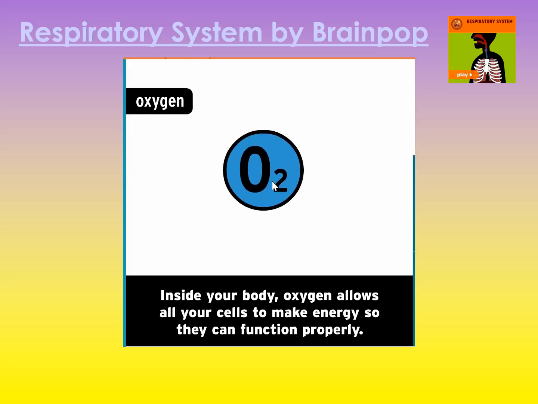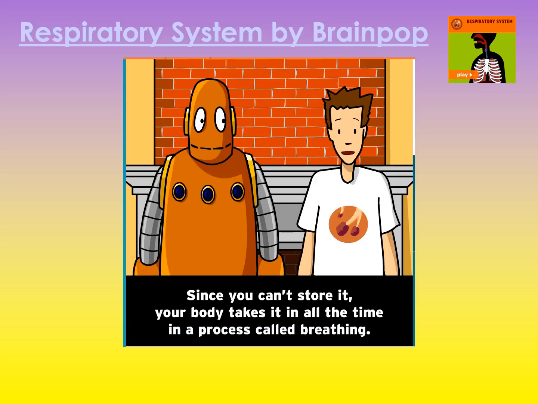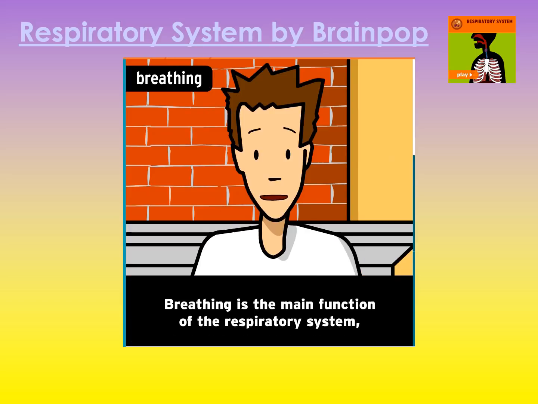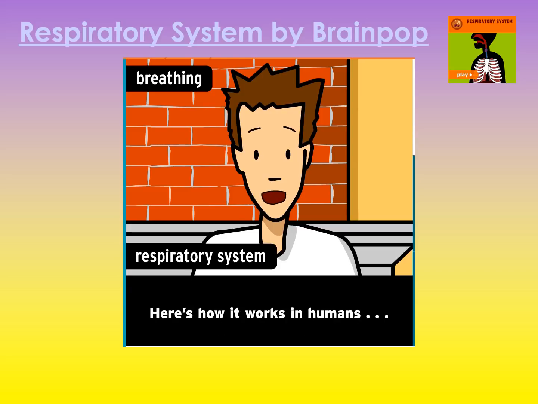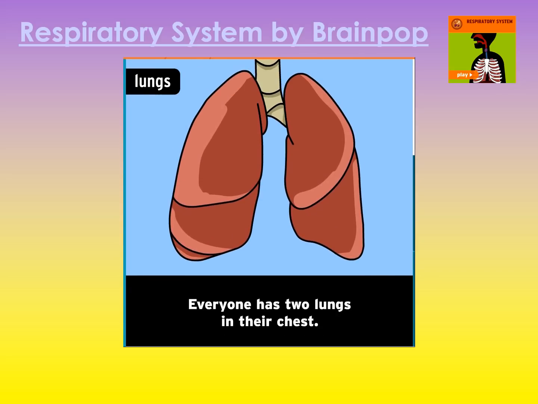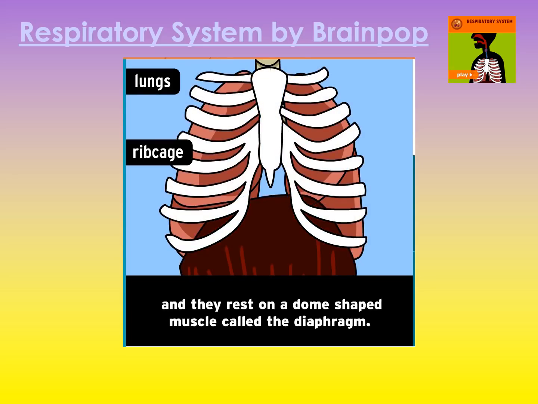Inside your body, oxygen allows all your cells to make energy so they can function properly. Since you can't store it, your body takes it in all the time in a process called breathing. Breathing is the main function of the respiratory system, which, in complex animals, is responsible for carrying air to the lungs. Here's how it works in humans. Everyone has 2 lungs in their chest. Your lungs are surrounded by your rib cage, and they rest on a dome-shaped muscle called the diaphragm.